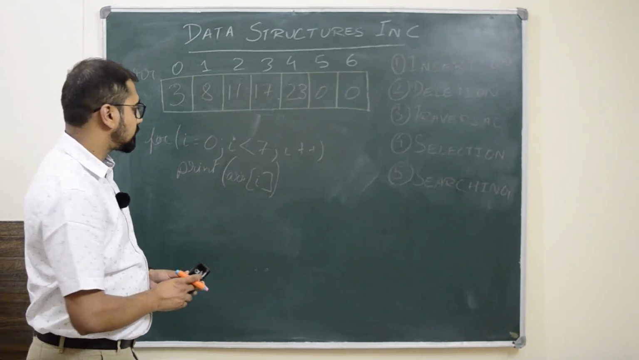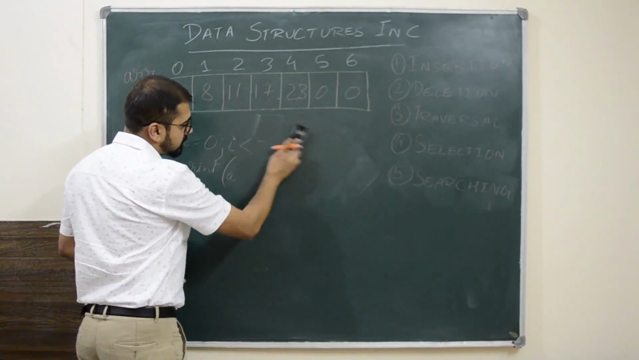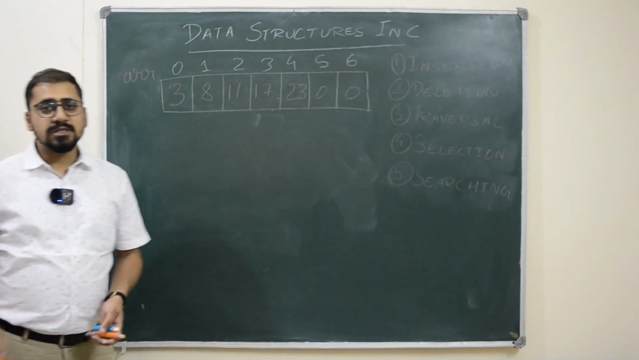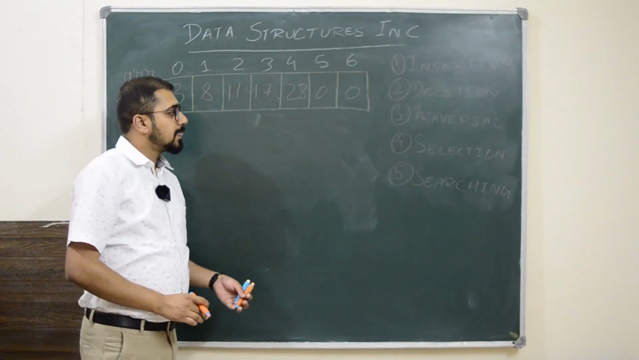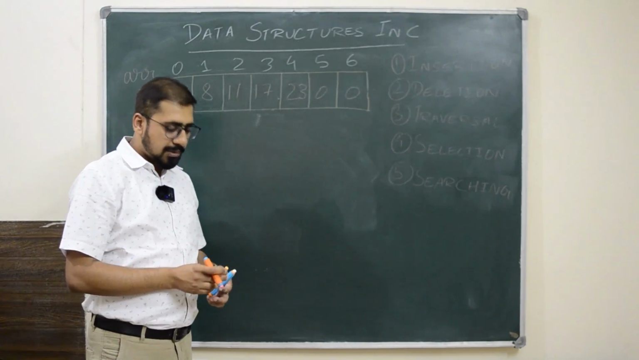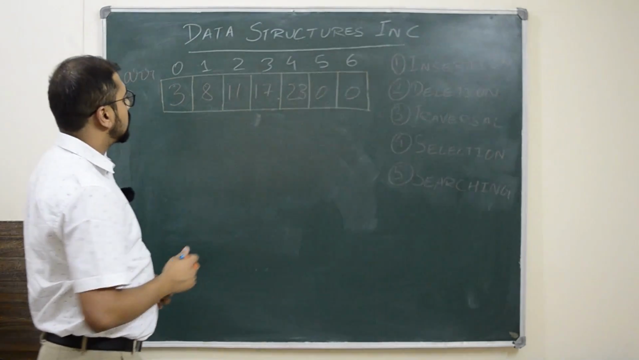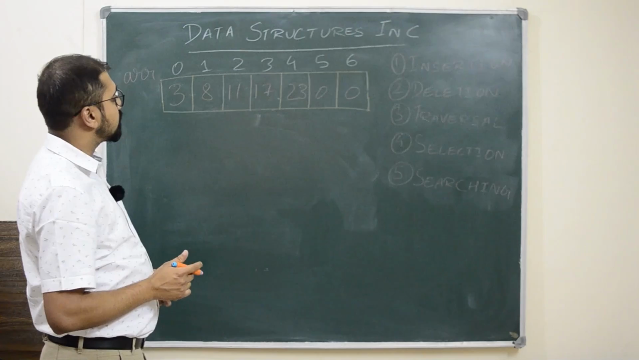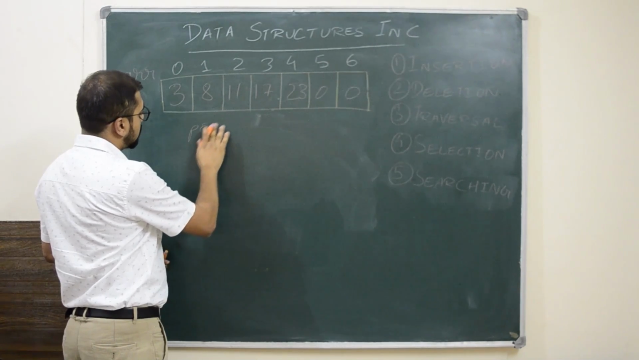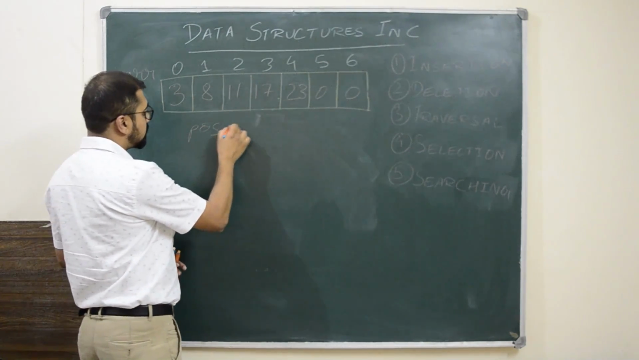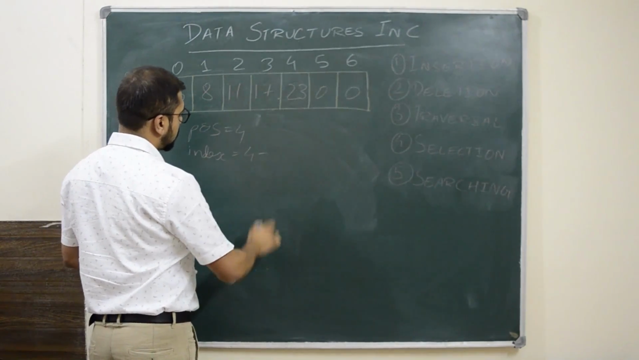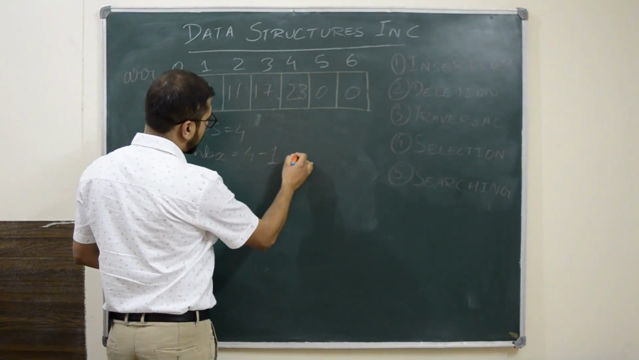Next is selection. Suppose the user gives a position or an index. In selection, let's say the user wants to give the input as a position or an index, and wants to know which value is there at that particular position. So now let's say the user gives the position as 4. So the index here would be 4 minus 1 equal to 3.